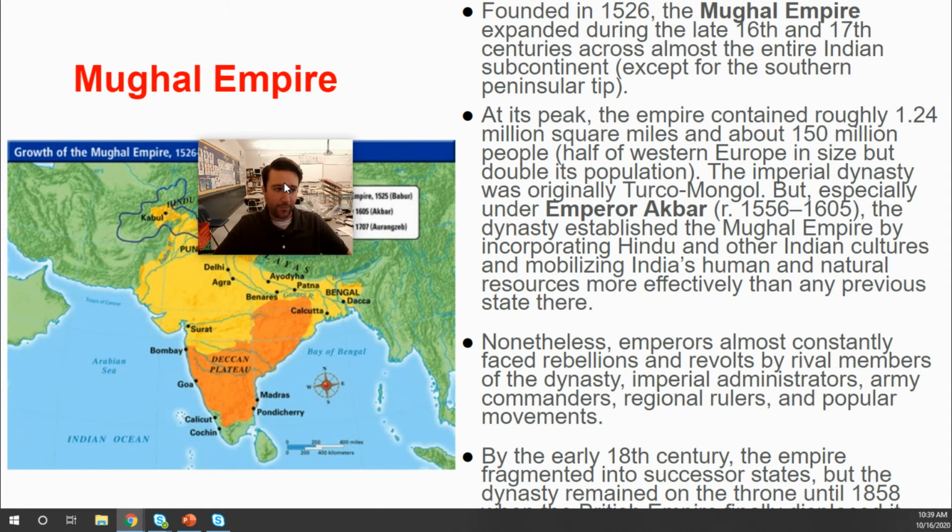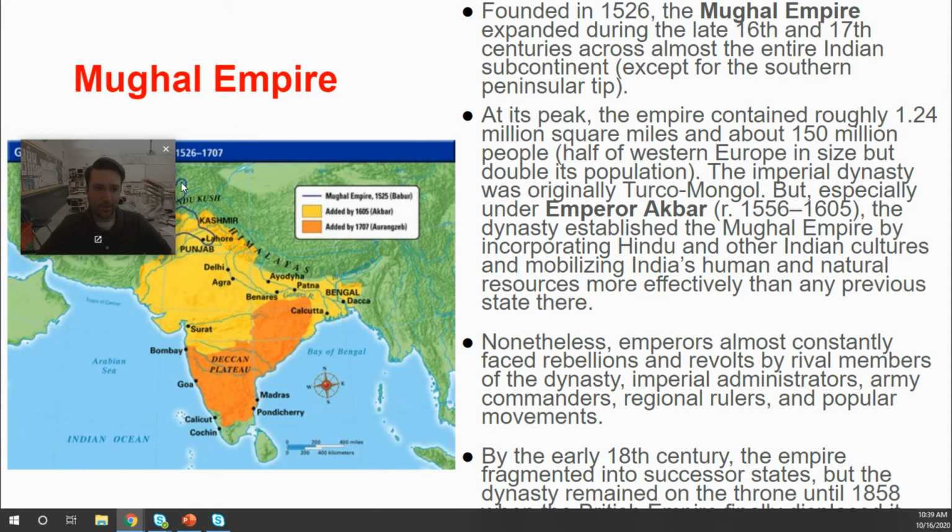And then we go next to the Mughal Empire, which is also a really fascinating empire itself.